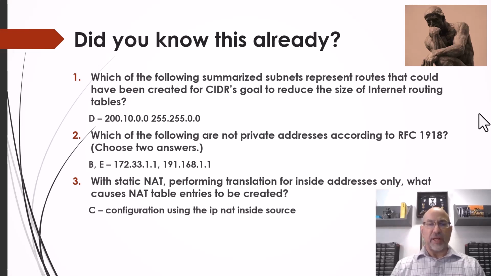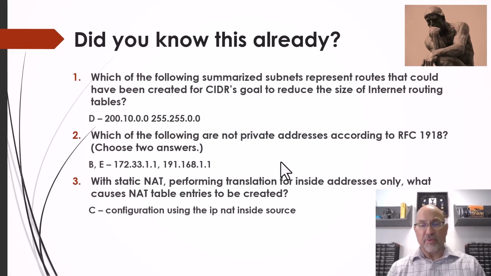Question number 2, which of the following are not private addresses according to RFC 1918? B and E, 172.33 is outside that range, right? 172.31 would be the top, and then 191 is not in the address pool for the Class C section either.